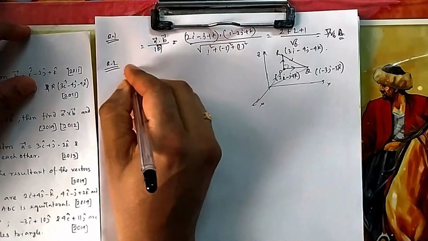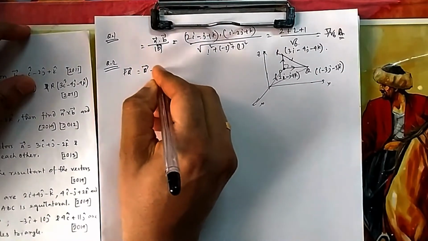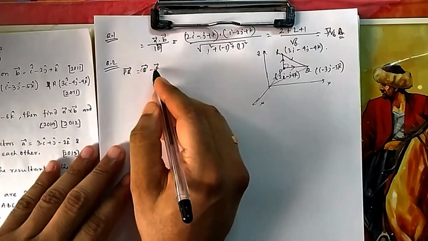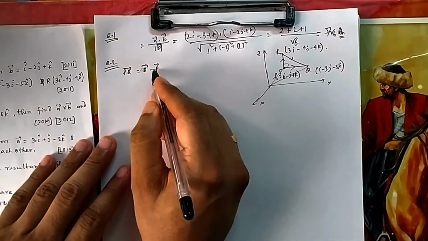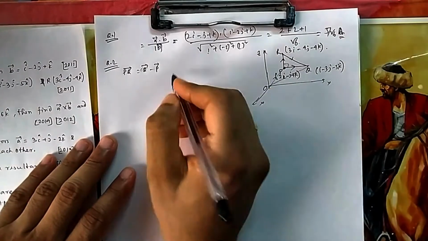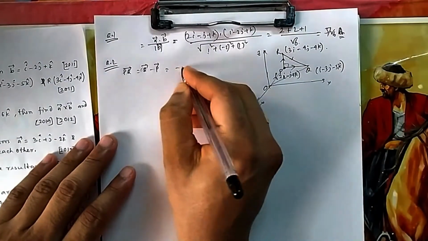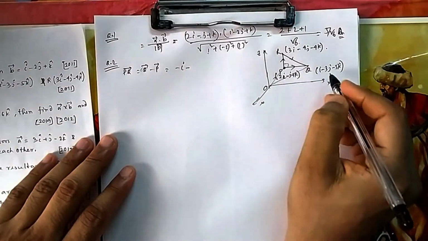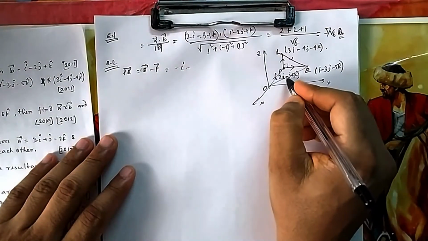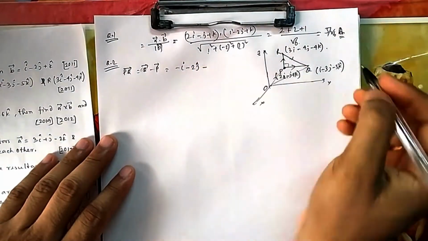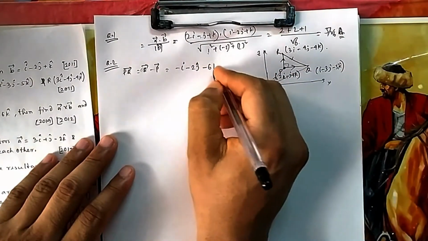What will be PQ? It will be Q vector minus P vector, that is OQ minus OP. Nothing is mentioned means OQ, that is position vector, and if it is silent, that means OP. O is the origin. So it is actually position vectors, or you can say it is a point. So 1 minus 2, that is minus 1i, then minus 3 minus minus 1, so minus 3 plus 1, that is minus 2j, and then minus 5 minus 1, minus 6k.